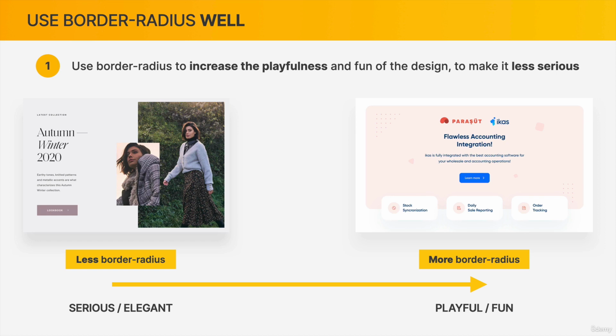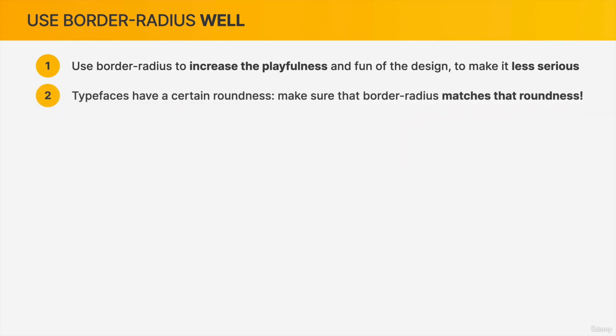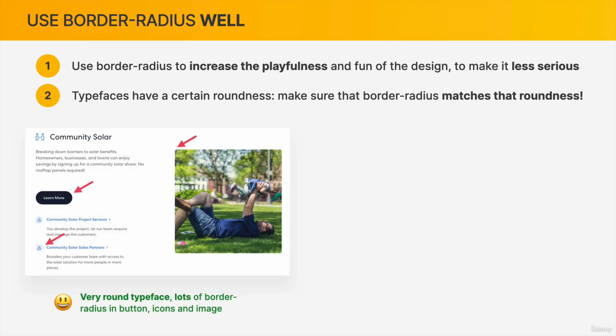we can make a design look more serious or more elegant. Now, in order to actually choose the amount of border radius, a good indicator of that is the typeface. So the typeface that you choose will already have a certain roundness, and so you can kind of make the border radius match that roundness. For example, in this design right here, the typeface is pretty round, and so we have those rounded corners on the image, we have the button also completely round actually, and then we even have those icons wrapped inside of circles.